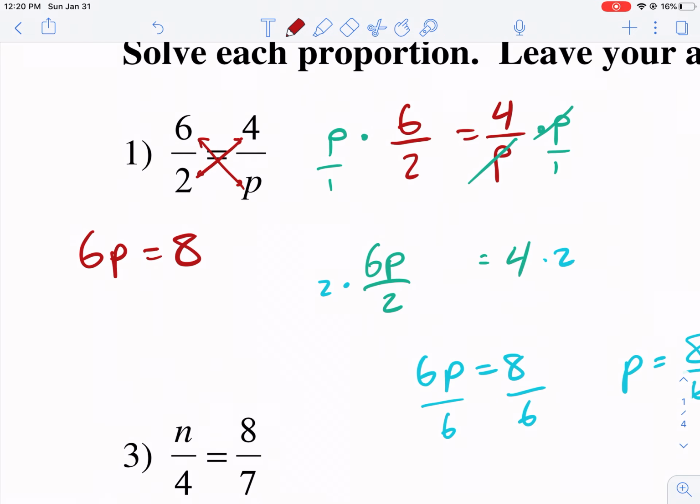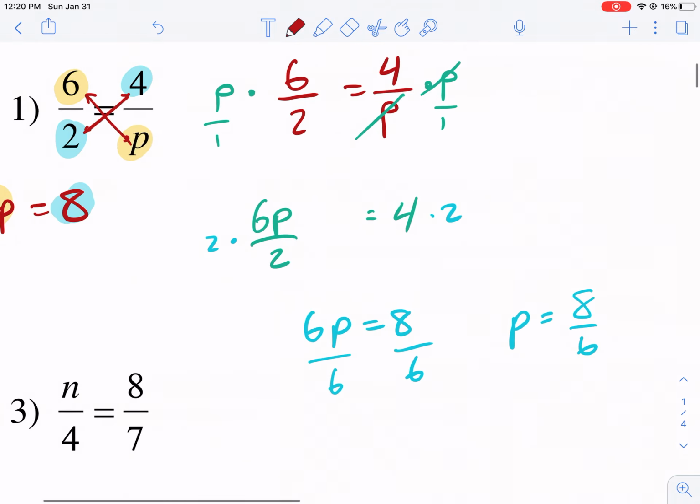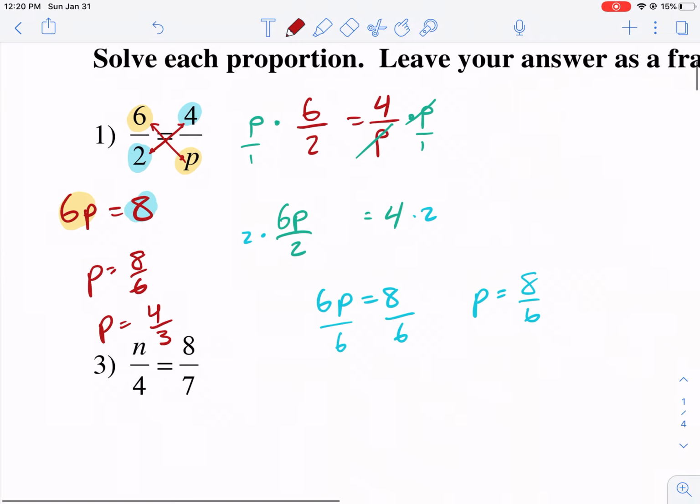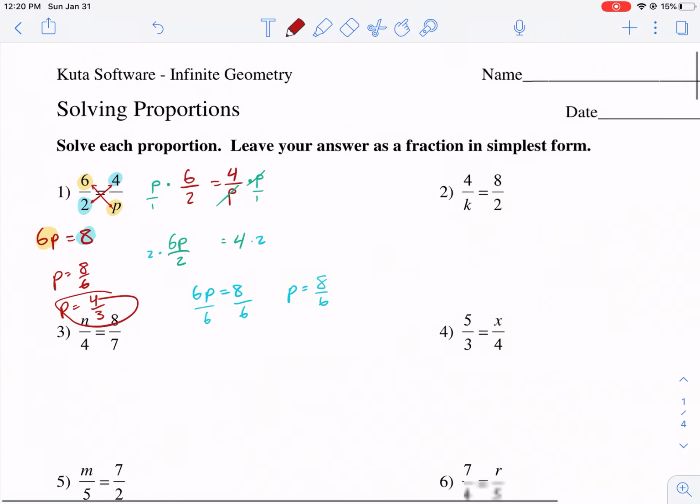So we do 4 times 2, we get 8. That's from this multiplication here. And then we had 6 times p, and that would give us 6p, and that's what we got here. So that's why cross multiplication works, because essentially you're doing the same thing. You're moving stuff around in the same order. So then we have p equals 8 over 6, but you should reduce it to be p equals 4 over 3. So divide the top and bottom by 2, and there's our final answer.